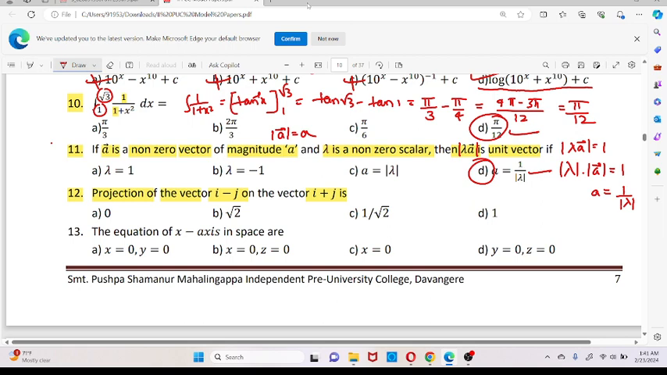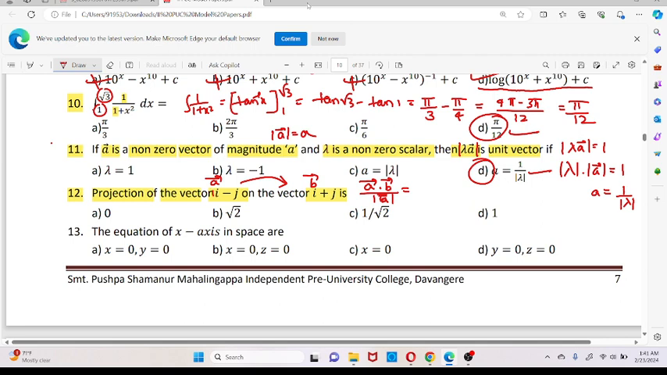So normally we know that, suppose you take this as A vector and this as B vector, the projection of A on B is given by what? A dot B divided by magnitude of B. Then whatever comes, you need to take its magnitude. A dot B is nothing but their dot product. So (i minus j) dot (i plus j) is nothing but what here?